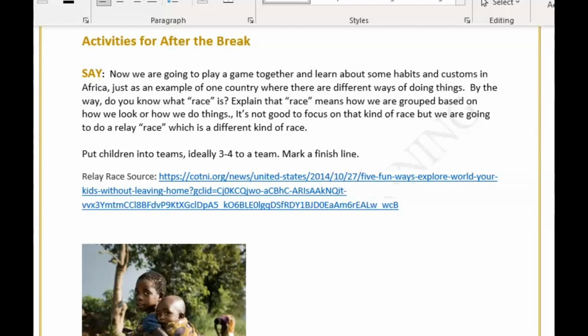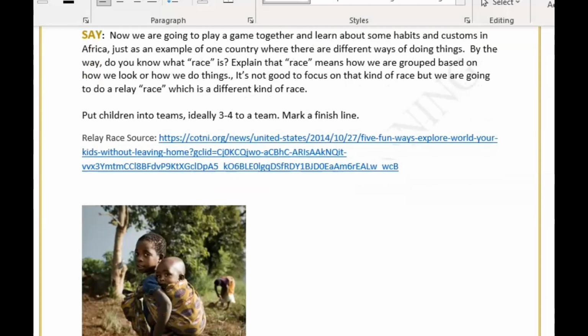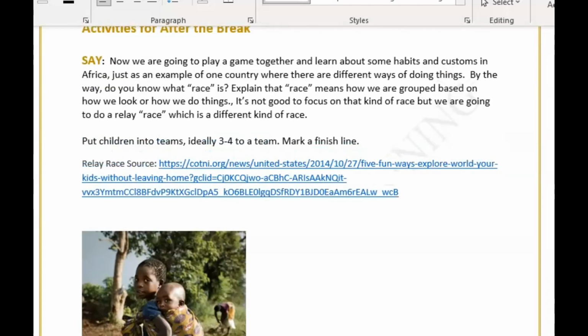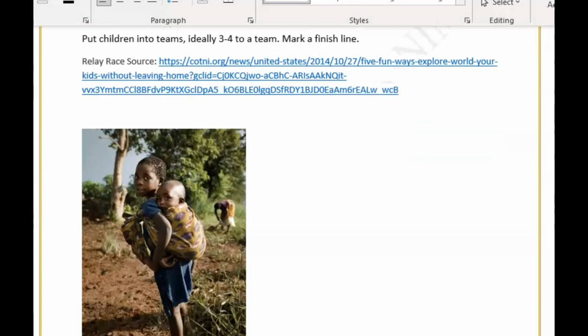And we want them to know that it's not good to focus on race, but we're going to do a relay race and learn a little about different cultures. It's meant to be kind of fun, but teach the word, but teach the positive. We want them to leave with a good feeling about race. So there is a source in the lesson. There's a link there about how to do this activity.